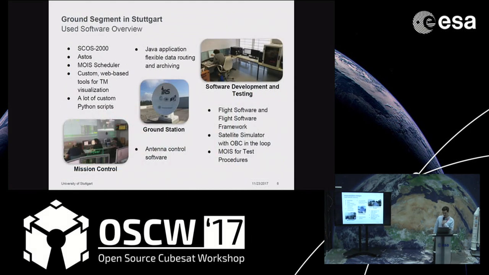So now I'm going to show you a little bit of the landscape of what kinds of software we are using on ground. First of all, in the mission control room, we are using SCOS version 3. It's a little bit old, but the project is old as well. For orbit propagation and path planning, we use a software called Astos, which is from a company in Stuttgart. So it's a commercial product. Then we use the MOIS scheduler, I don't know exactly how it's pronounced. I think at ESOC, MOIS is known for mission planning.